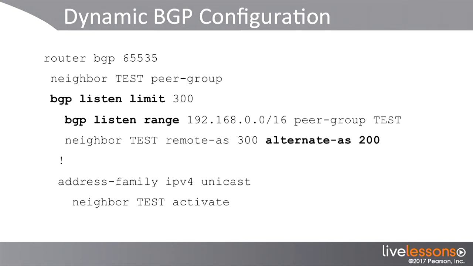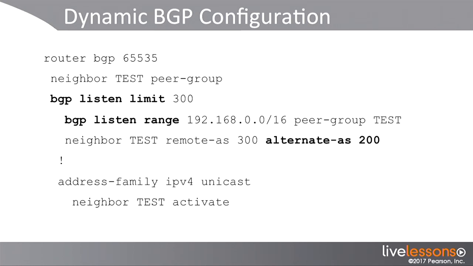In this configuration, the first step is we define the peer group named test. We then define the listen limit for the BGP connections to 300. The third step was to assign an address range. So what we did was specify bgp listen range with the subnet 192.168.0.0/16, and we assigned it to the peer group test that we created above.